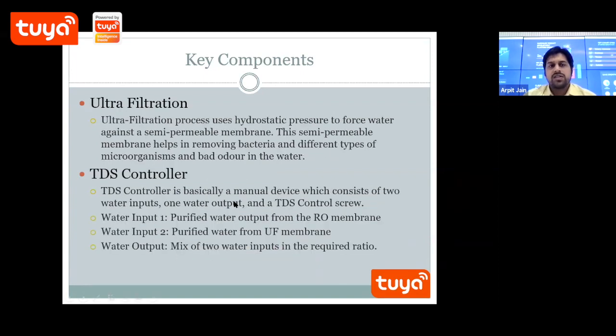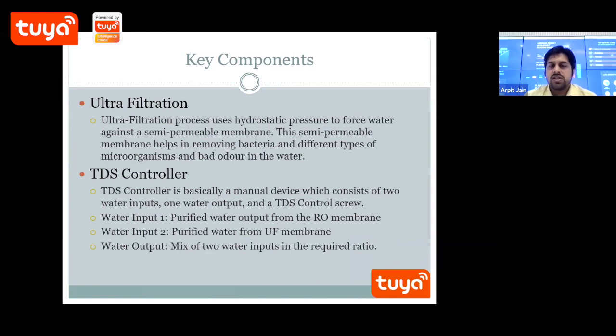The third stage is ultrafiltration. The ultrafiltration process uses hydrostatic pressure to force water against a semi-permeable membrane. This semi-permeable membrane helps to remove bacteria and different types of microorganisms and bad odor in the water.